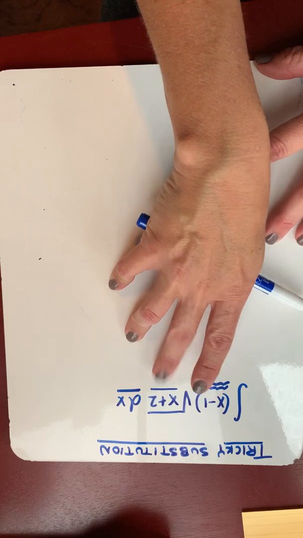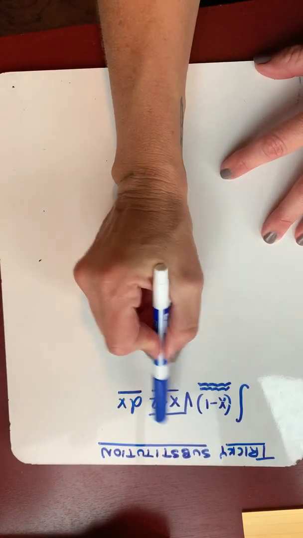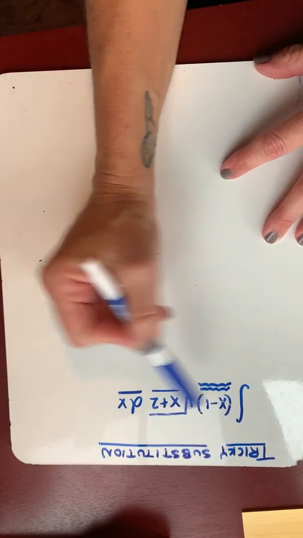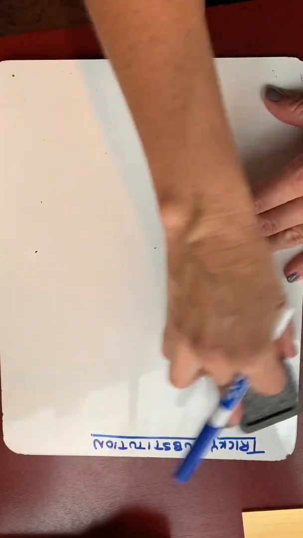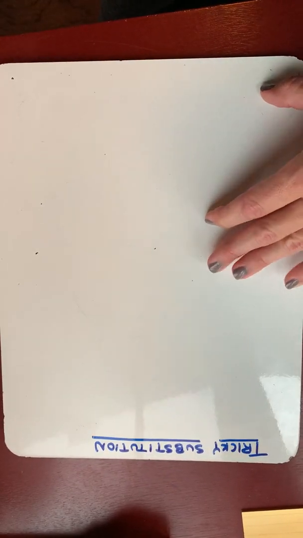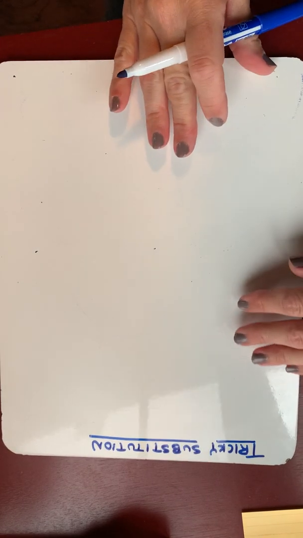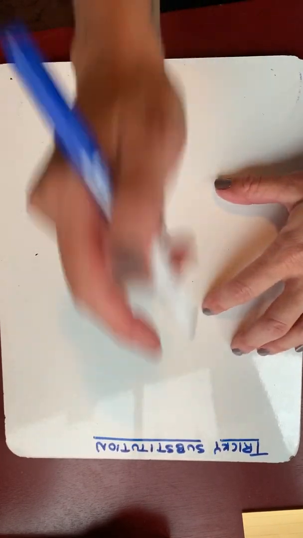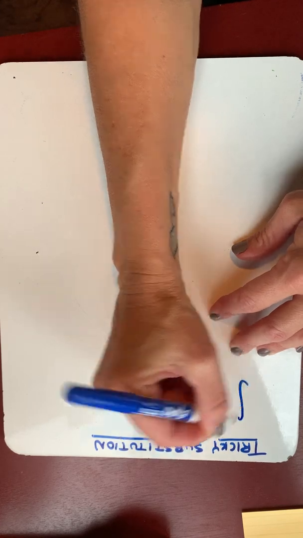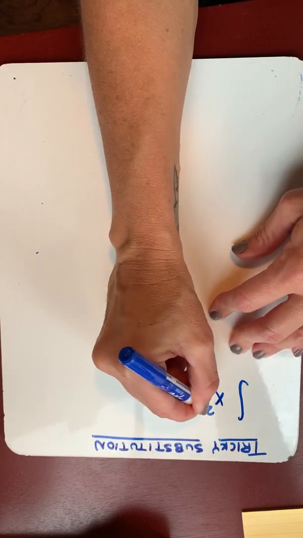Like this, I actually could do some manipulation. I probably could. No, I still couldn't. It would be really difficult to do. So tricky substitution is your next bet, or substitution in general is your next thing to try.